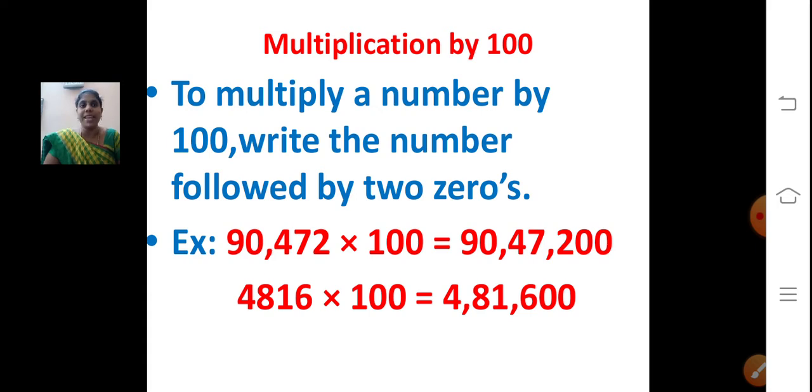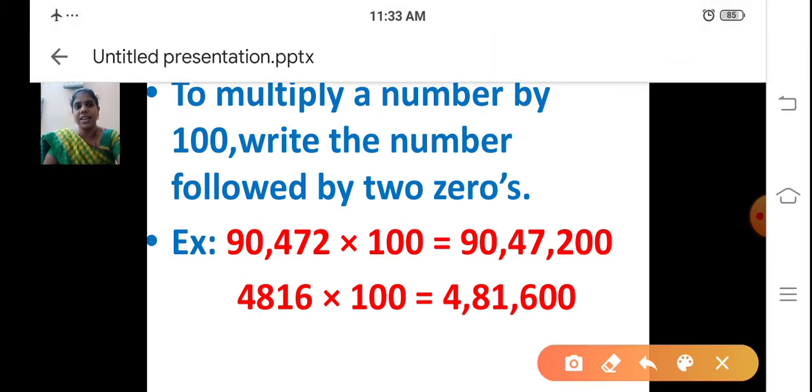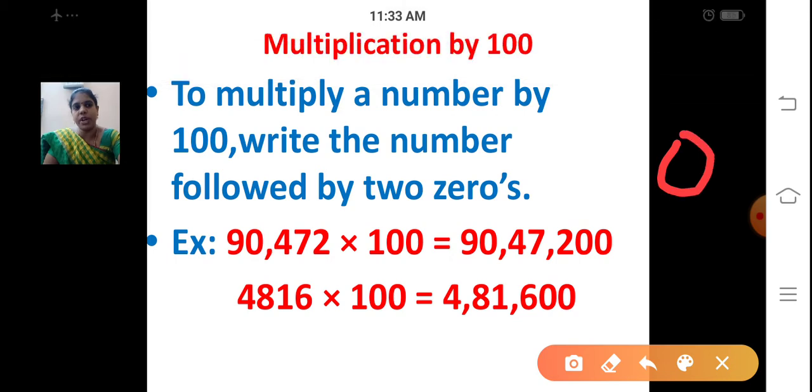Now, multiplication by 100. To multiply a number by 100, write the number followed by 2 zeros. Same way, it is 100 means you are going to write 2 zeros at the last. So if it is multiplying by 100, what do you have to do? You are going to write 2 zeros at the last. To multiply a number by 100, write the number followed by 2 zeros.